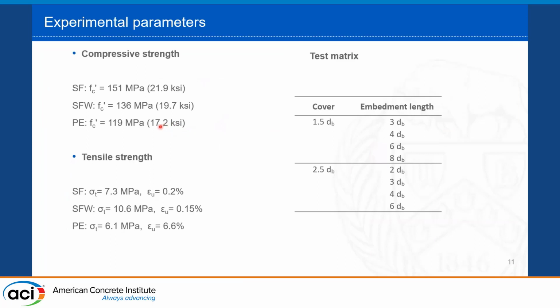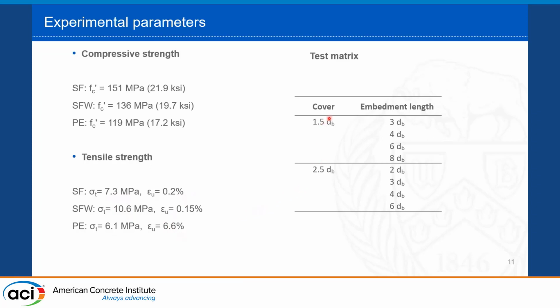These are the mechanical strengths of these three mixes. The compressive strength of the first two mixes was close, slightly lower in the second mix: 151 in the first, 136 in the second, and 119 in the third one. The most important parameters are the tensile strength and the strain capacity. Here the first mix was 7.3, the second mix 10.6, and the third mix 6.1. The first two mixes were strain softening, so they had very low strain capacity, but the third mix showed multiple cracking and strain hardening behavior, reaching 6.6% strain.